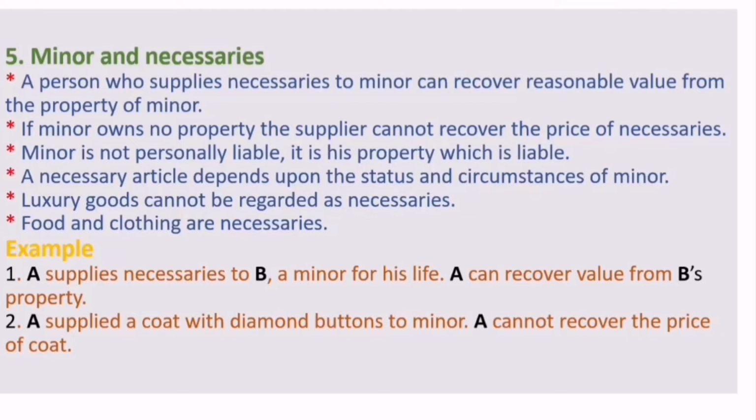Here are a few examples. A supplies necessaries to B, a minor, for his life. A can recover value from B's property if B has some property, otherwise not. Second one is A supplied a coat with diamond buttons to minor. A cannot recover the price of coat because the coat with diamond buttons is not falling under the categories of necessaries. So it is just luxury. For such luxury, A cannot recover the amount of such coat having diamond buttons from the minor's property.